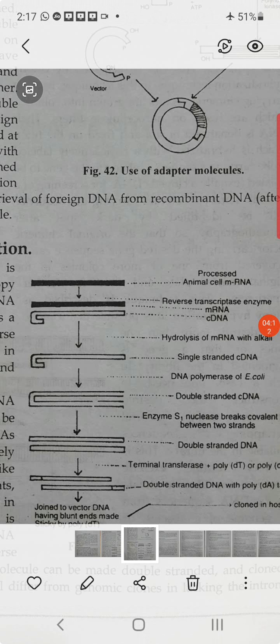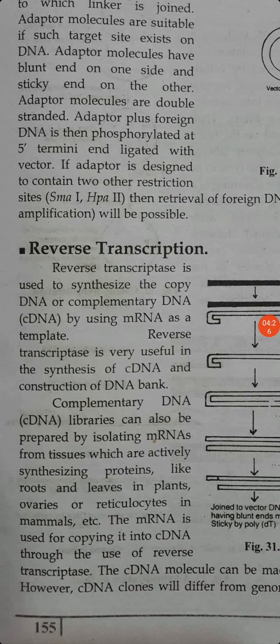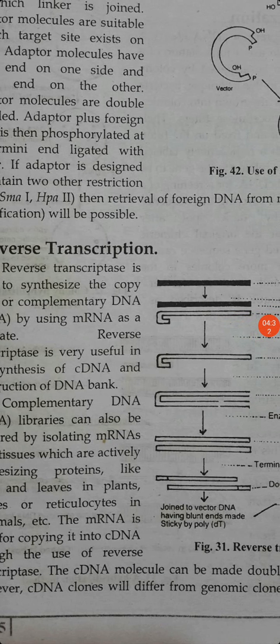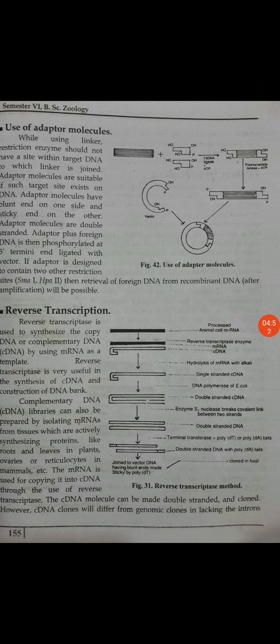So that is called reverse transcriptase. Here, with reverse transcriptase, we are able, in short, to make double-stranded DNA from single-stranded mRNA, with the complementary nucleotide sequence. So this complementary DNA molecule can be made double-stranded and cloned. However, complementary DNA clones will differ from genomic clones in lacking the introns. Actually, I will explain. We use this DNA for recombination purposes.